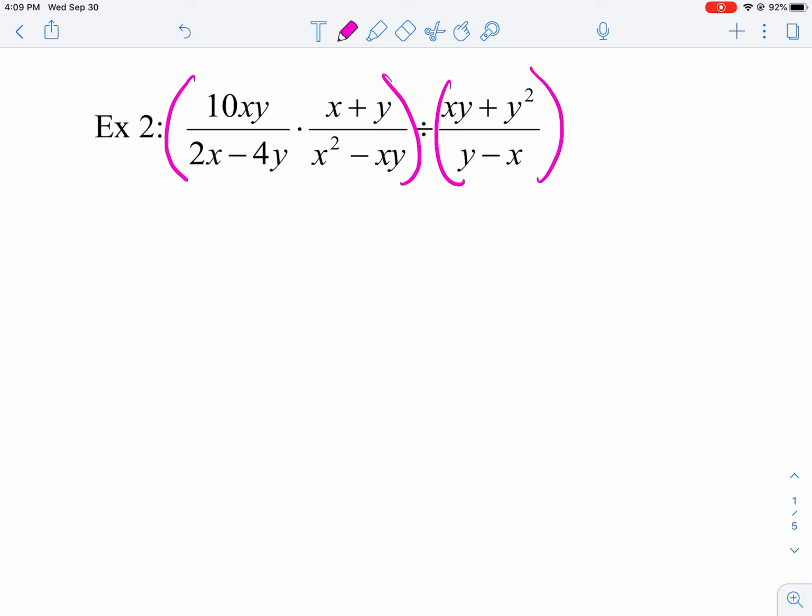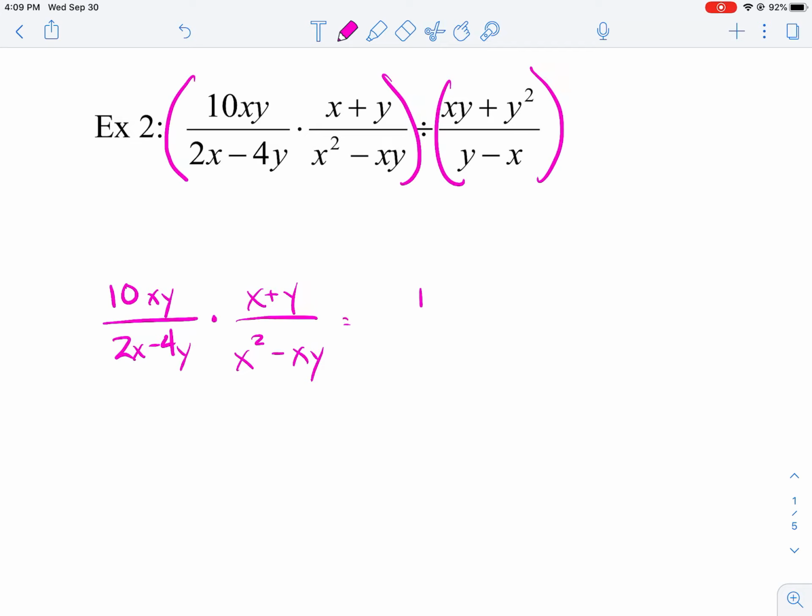So let's first simplify this piece in the beginning here. We got 10xy divided by 2x4y, times x plus y over x squared minus xy. Now, first thing I want to do is try to simplify or take out a GCF anywhere I can and see if I get any nice cancellations. So let's do that first.